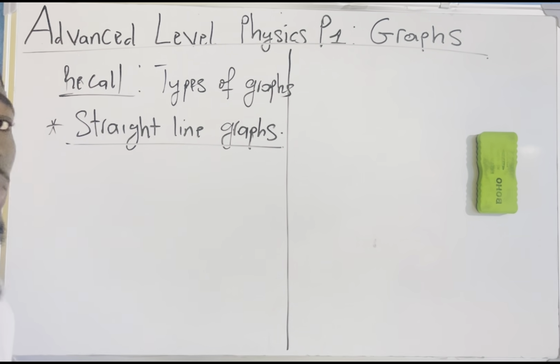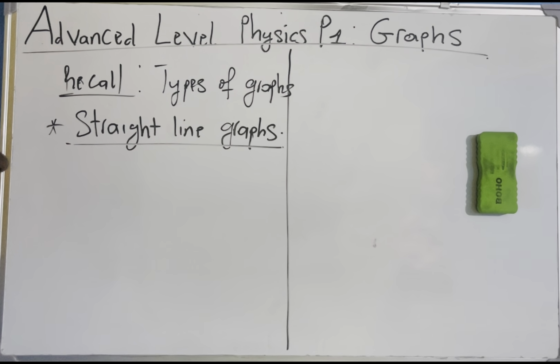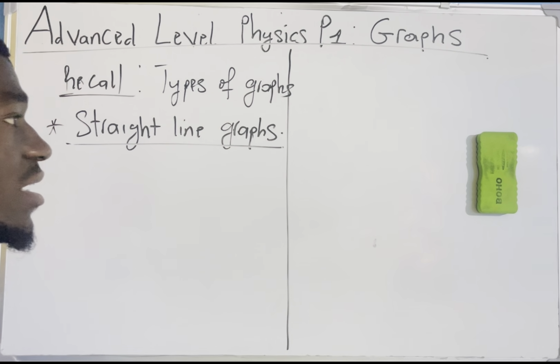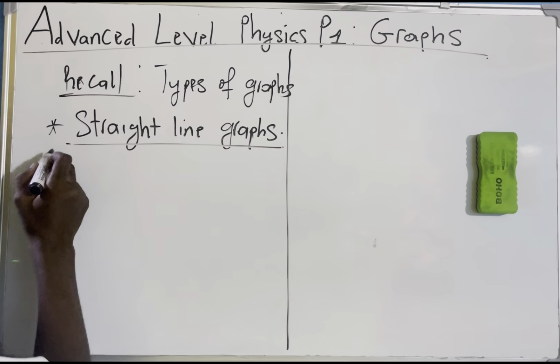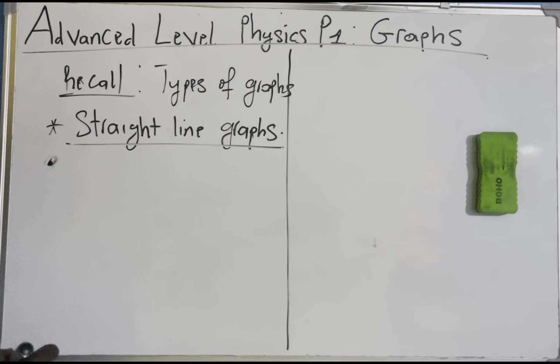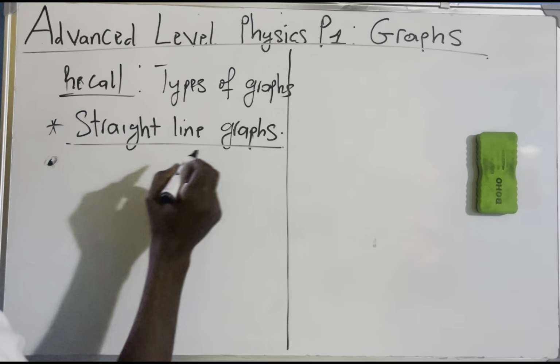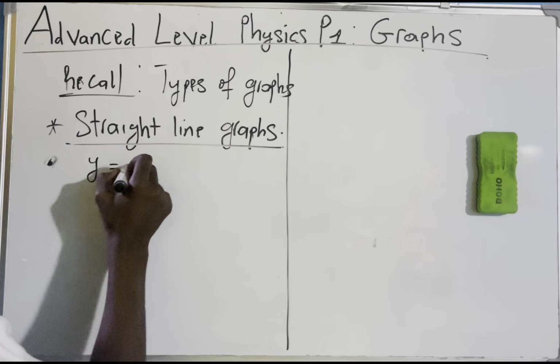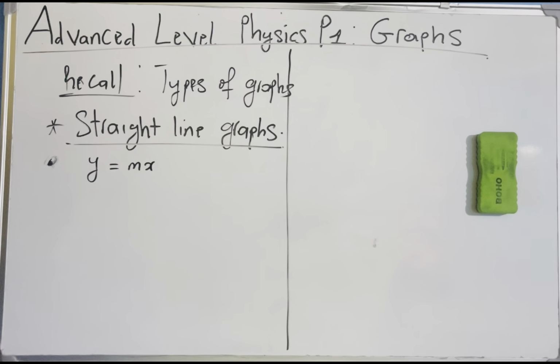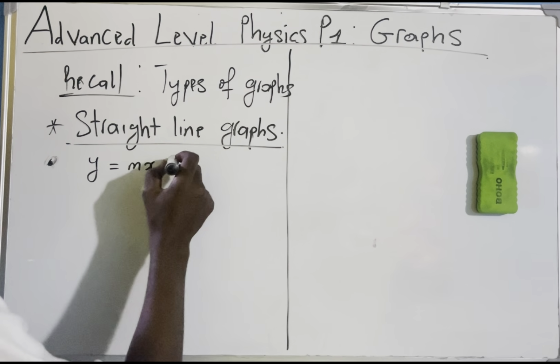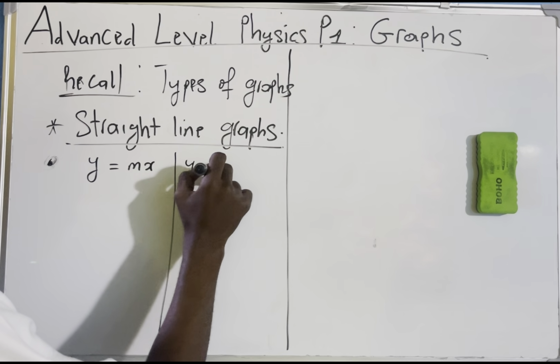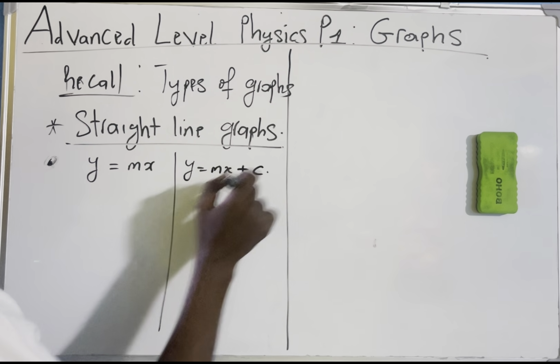We all know that a straight line graph can be an increasing straight line graph or a decreasing straight line graph, depending on the gradient. So if the gradient is positive or the gradient is negative. Let us start with a graph with the equation in the form y equals mx. Then we'll go with y equals mx plus c.